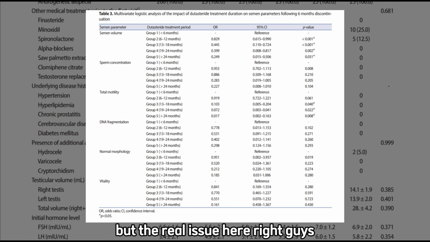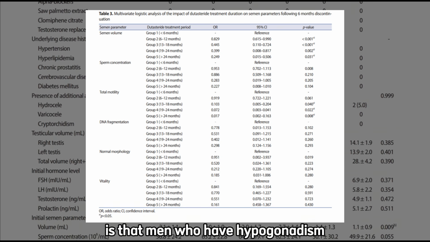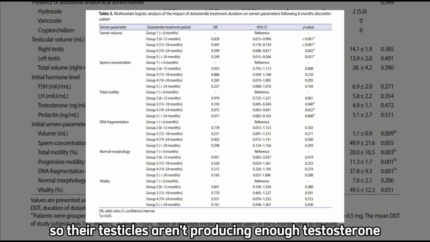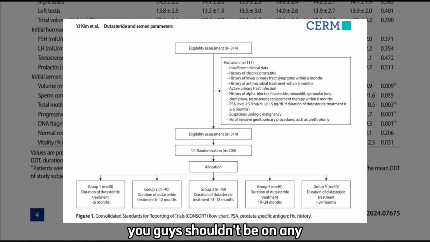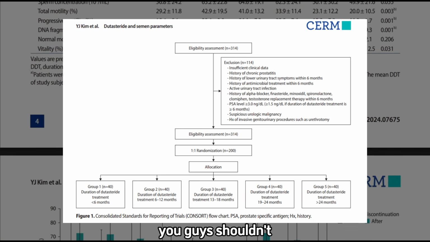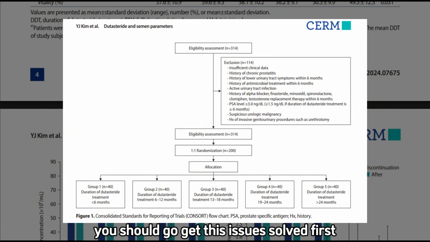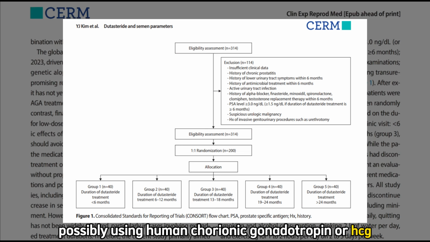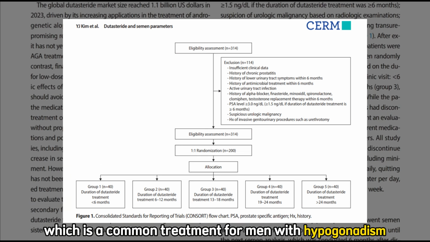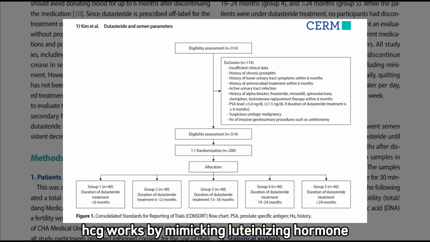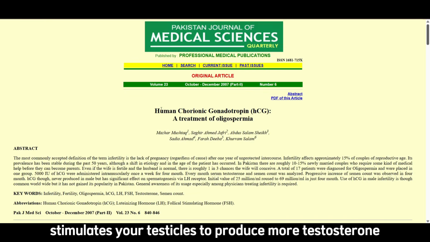But the real issue here, guys, is that men who have hypogonadism, so their testicles aren't producing enough testosterone, shouldn't be on any 5-alpha reductase inhibitor drugs, right? You should go get this issue solved first. Possibly using human chorionic gonadotropin, or HCG, which is a common treatment for men with hypogonadism. HCG works by mimicking luteinizing hormone and thus stimulates your testicles to produce more testosterone.